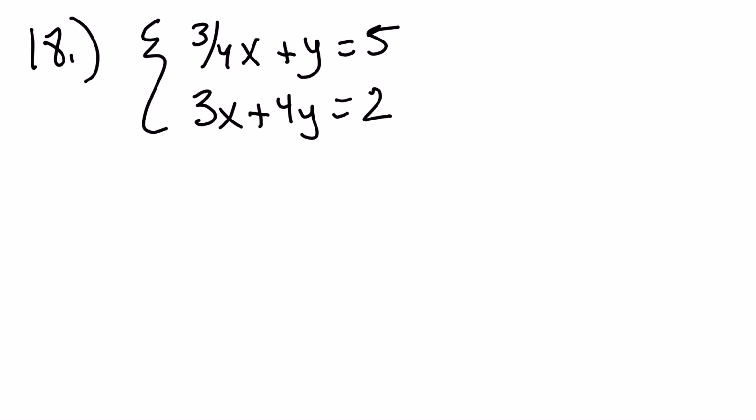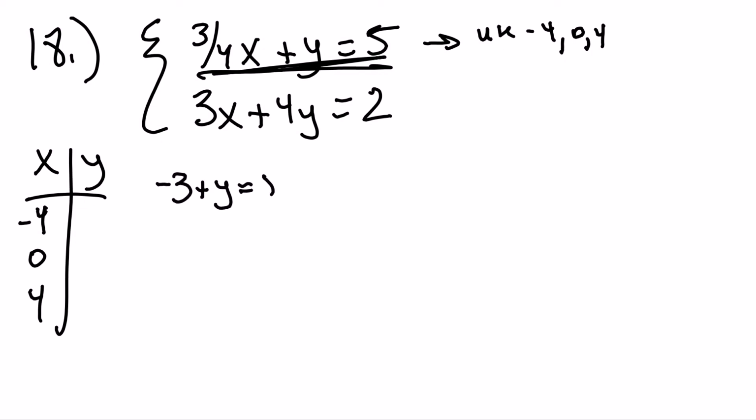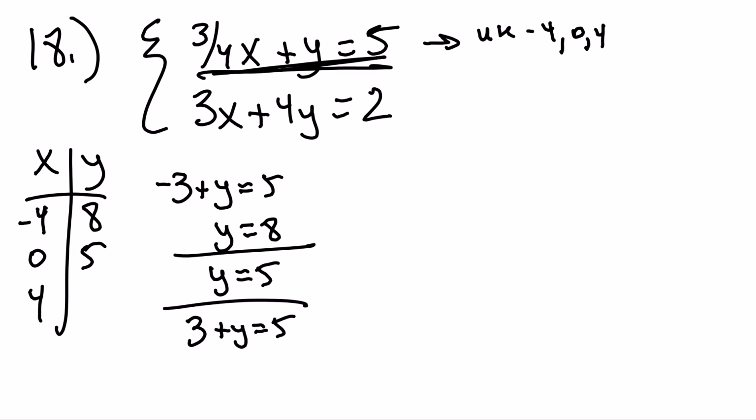All right, for 18, remember, since I have a fraction there, I'm going to use negative 4, 0, and 4 for my XY chart. So I make my XY chart, and that's the black line, the top one, negative 4, 0, and 4. So I plug in negative 4, I get negative 3 plus y equals 5. Add 3 to both sides, y is equal to 8. Now I'm going to plug in 0. I get y equals 5. I think it's going to be 2 when I plug in 4. Let's find out. So I get 3/4 times x, which is just 3, plus y equals 5. So I subtract 3 from both sides. Y is in fact 2.